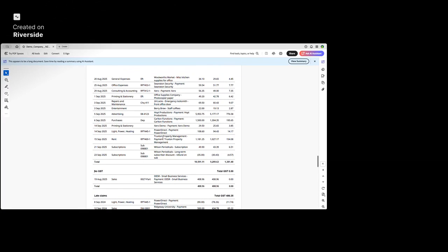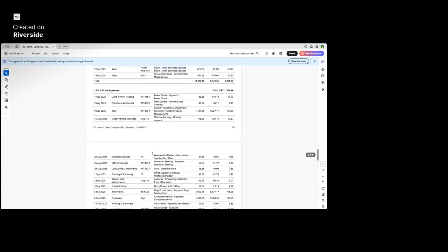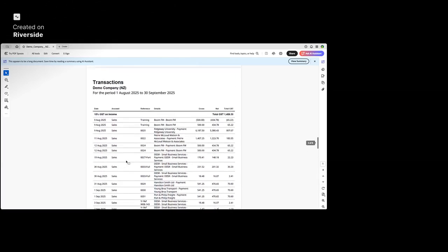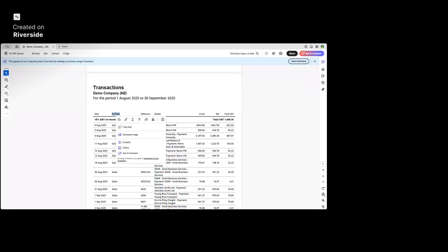Okay, and the other part I need you to have a look at is to ensure that the transaction is allocated to the correct account. This account means it's a categorization. So when you get your financials, it will have sales, or it will have general expenses, or it will have whatever. So just have a look at that and see that you're happy with what category it's been allocated to.